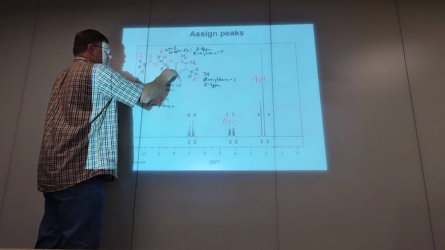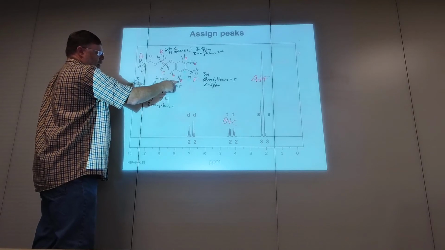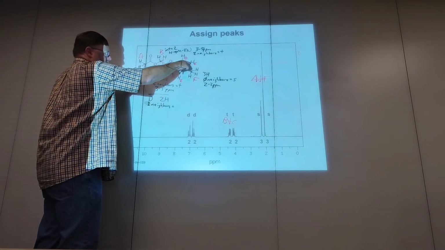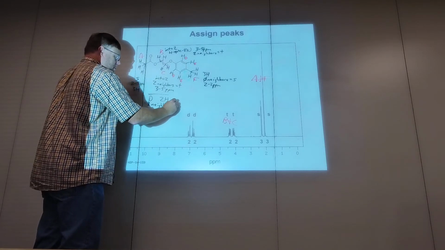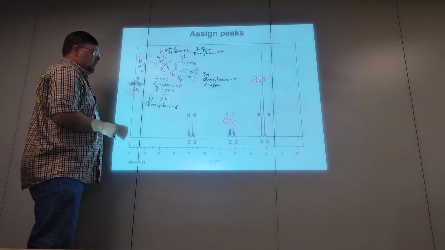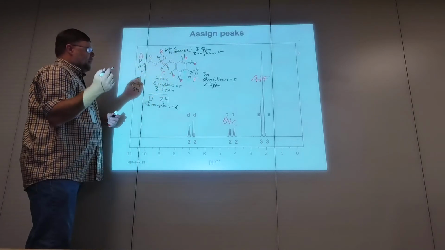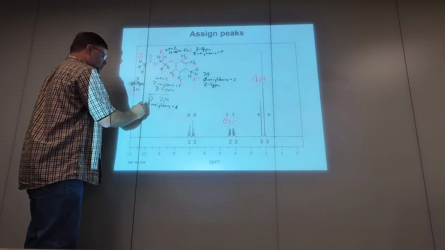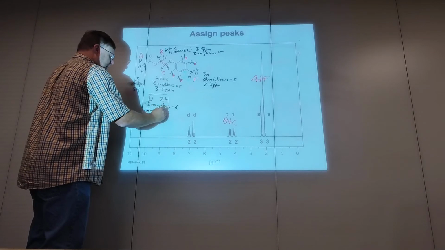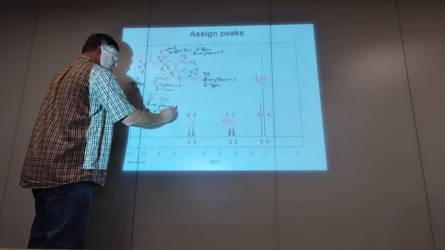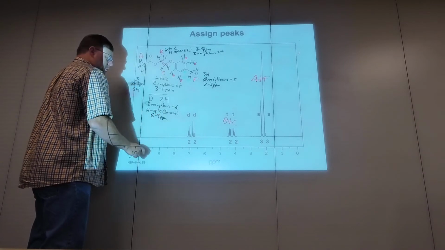No, sorry, 1 neighbor. D has 1 neighbor, E. This D also has 1 neighbor. Both E's are not neighbors of D. So that's going to be a doublet. And there are 2, and then, what chemical shift? This is a proton on an sp2 carbon. And it's a benzene. And so this is really going to be 6 to 8 parts per million somewhere. And we've got one of these.